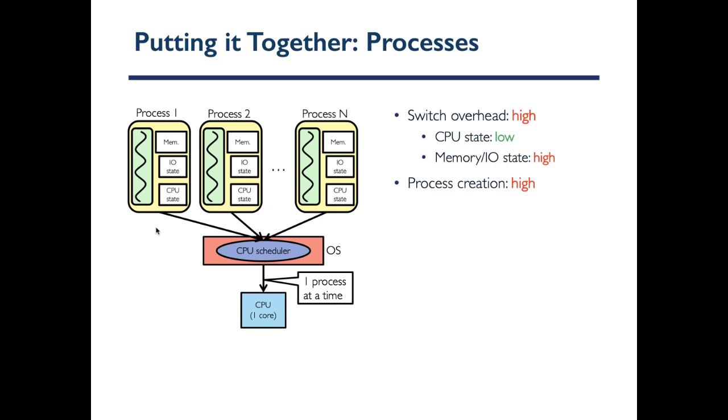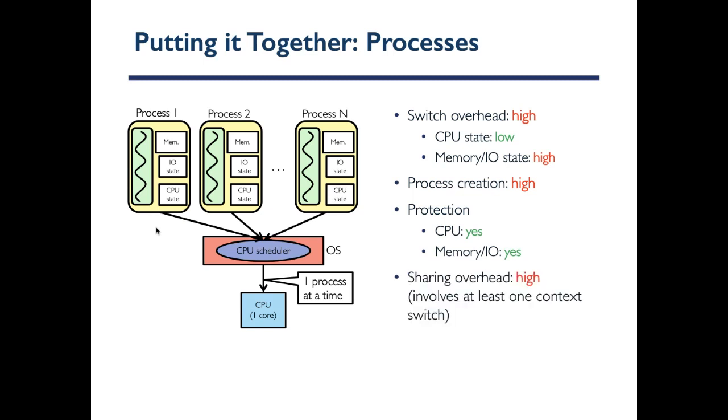Process creation is also hard. You have to initiate all the pieces. You have protection, CPU and memory, and sharing overhead is high. Basically, if you want to share data between your processes, you have to dedicate a piece of memory, and then if, let's say, process 1 wants to send a message to process 2, that requires a context switch because you only have one CPU. That is why sharing actually has high overhead.